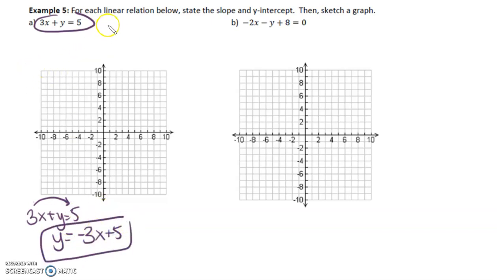Okay, so back up here, our slope is negative 3 over 1, and our y-intercept is 5. So plot the y-intercept first, and then we go down 3 over 1, down 3 over 1, down 3 over 1. Okay, and we can go ahead, connect the dots with a line, put arrows on both sides, and label our line.